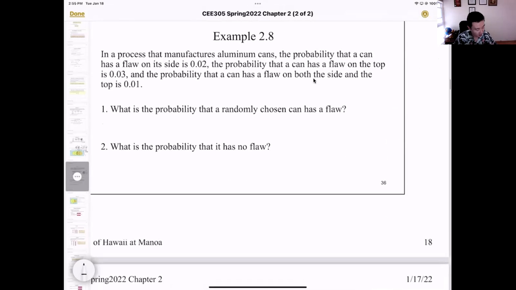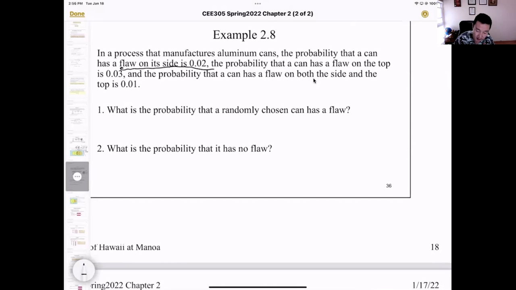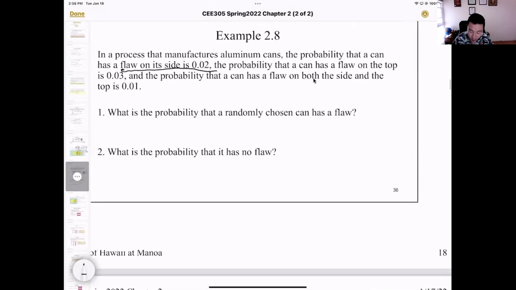Here is another example. A process manufactures aluminum cans. The probability a can has a flaw on the side is 2%. The probability of a flaw on the top is 3%. And the probability of a flaw on both the side and the top is 1%.